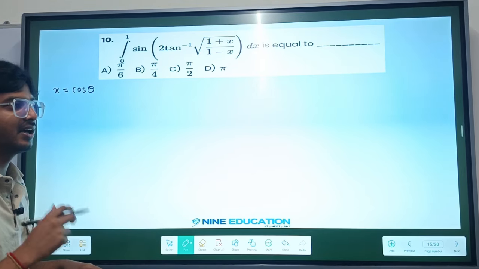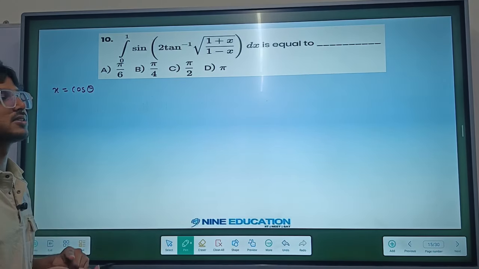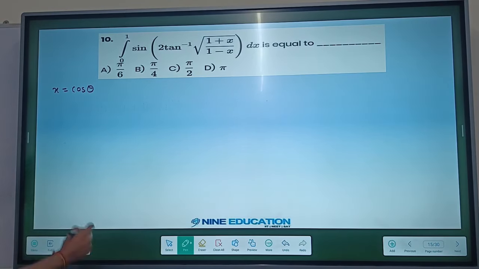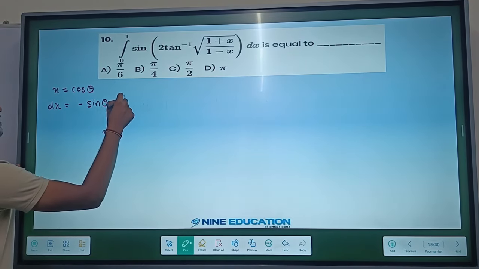Why 1 plus cos theta? I can use the 1 plus cos 2a formula. What is 1 plus cos 2a? It is 2 cos square a, and 1 minus cos 2a is 2 sin square a. So that I can remove the root part at least. So dx differentiation is minus sin theta d theta.